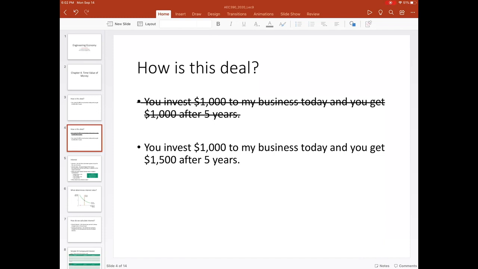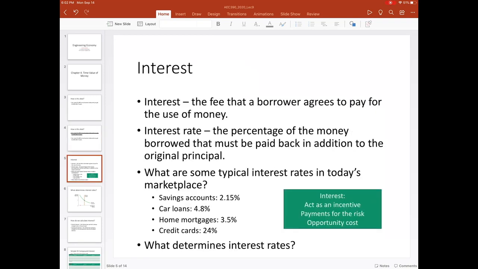If you don't understand that, you just need to keep in mind that 1,000 today is different than 1,000 after 5 or 10 years. That's the takeaway for today's slides, and we will see why we say that. I hope it makes sense to you. And so interest is very important in this chapter.